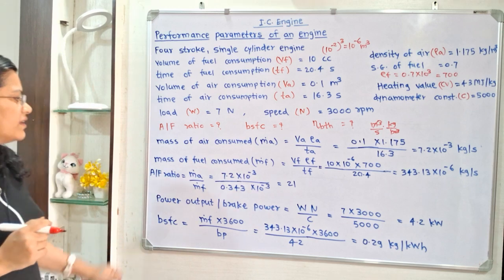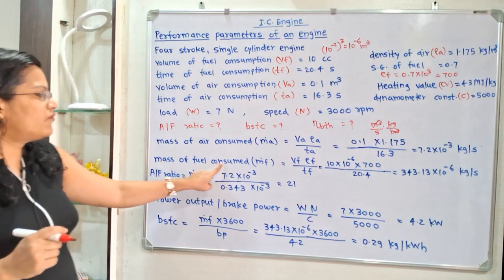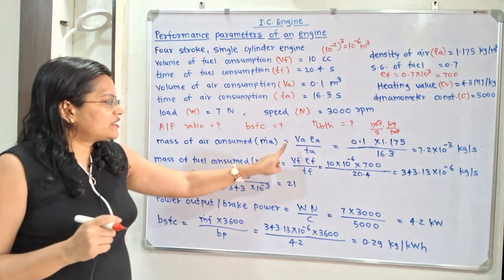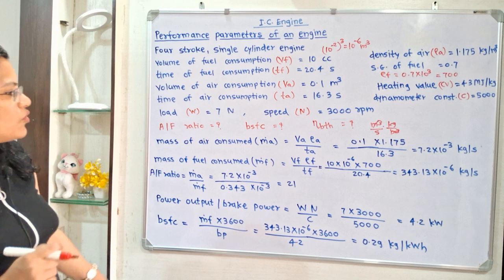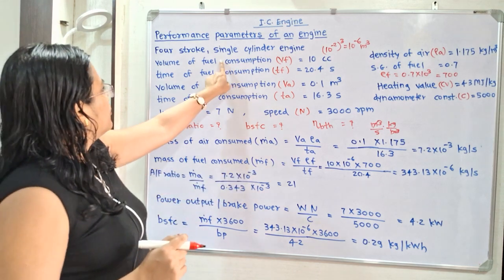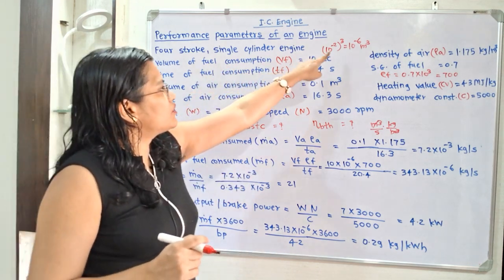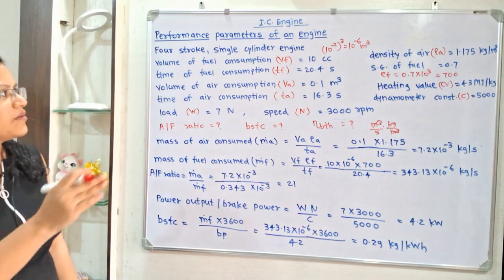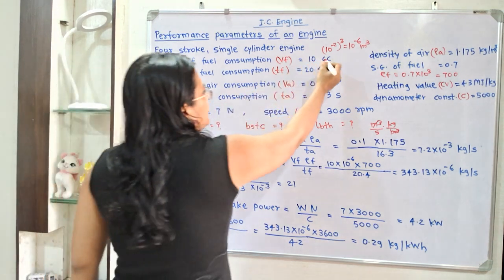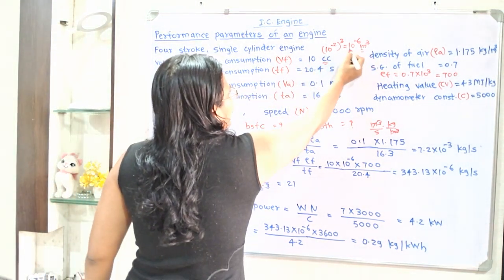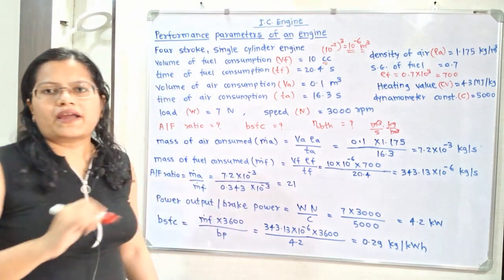Now in the same way we will find out mass of fuel consumption. Same formula, Vf rho f by Tf. So the volume of fuel consumption we have to take in terms of meter cube. How to convert this cc into meter cube? We have to multiply with 10 raised to minus 6.